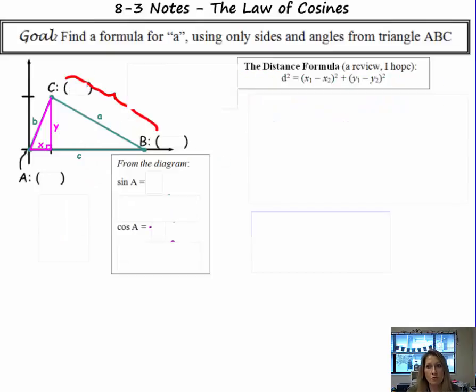Okay, so the first thing that we're going to do is derive one version of the law of cosines. This version is going to be in terms of a side length. So we're looking for a formula for side A, using only the sides and angles from a given triangle. We start with a triangle on the coordinate plane, an arbitrary triangle. It's not necessarily a right triangle.